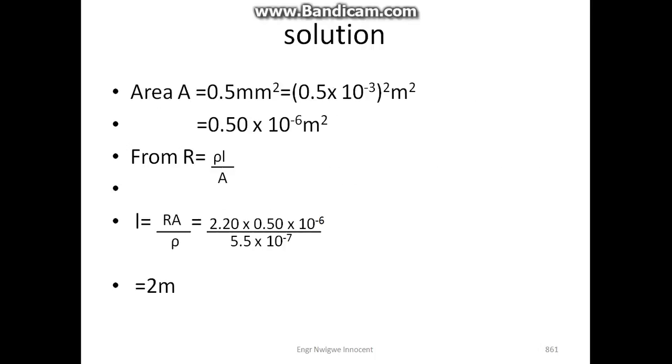Solution. Area A equals 0.5 mm squared, which equals 0.5 times 10 raised to power minus 3 all squared, meter squared, which equals 0.50 times 10 raised to power minus 6 meter squared. From R equals rho L over A, L equals R times A all over rho, which equals 220 times 0.50 times 10 raised to power minus 6 all over 5.5 times 10 raised to power minus 7, which will give us 200 meters.